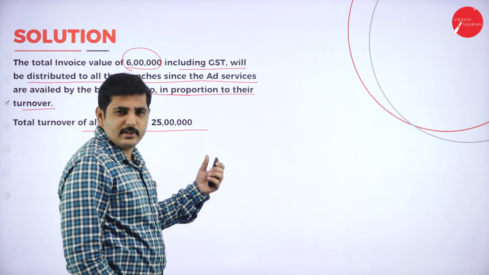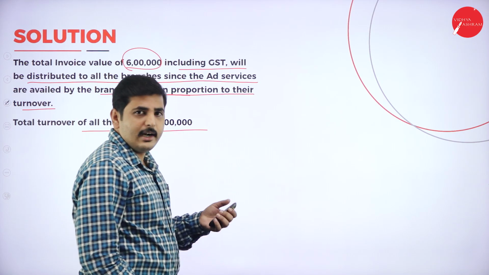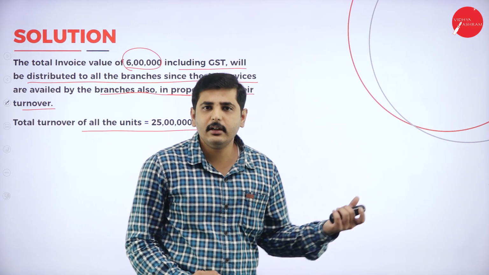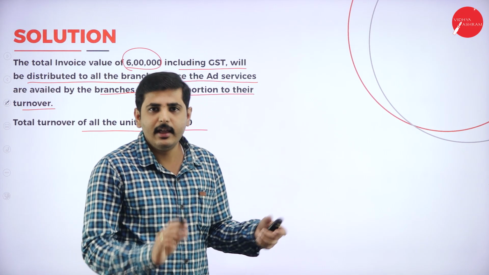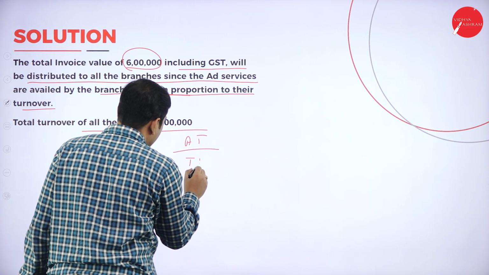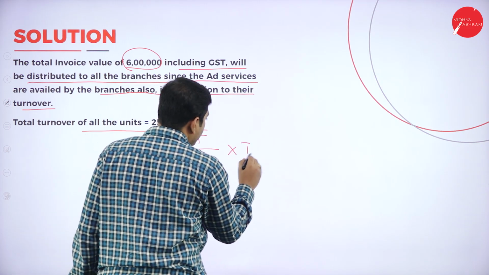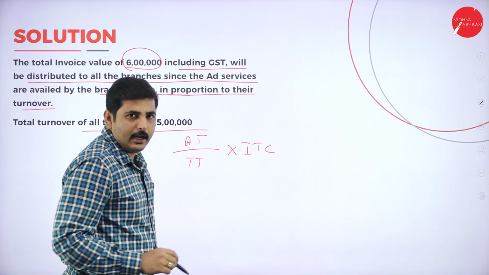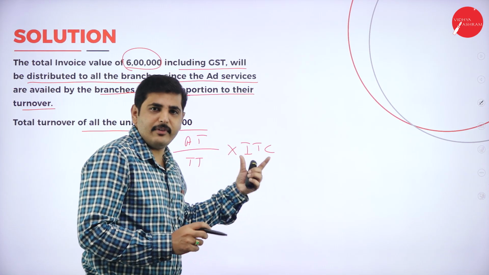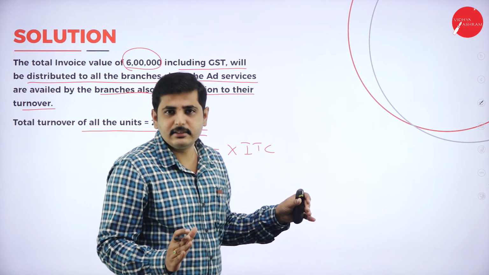Now, the formula is: actual turnover divided by total turnover into total tax credit available. Again I am repeating, actual turnover divided by total turnover into input tax credit available. On the basis of this formula we can distribute the input tax credit.